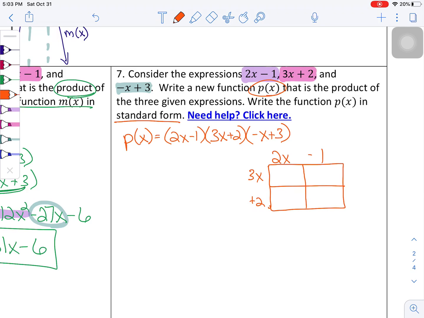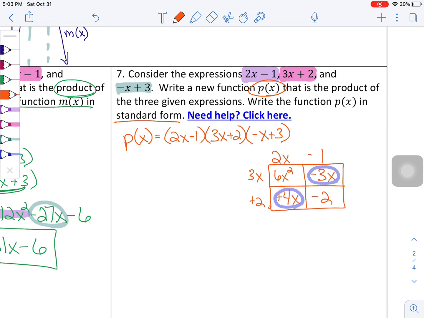And just like you did when you learned multiplication tables, we're going to multiply this top number times each of these side numbers, and then this top number times each of the side numbers to fill in the actual boxes. So 6x squared minus 3x plus 4x, and then minus 2. Now, what you can also do is immediately start looking for your like terms. So negative 3x and positive 4x are like.